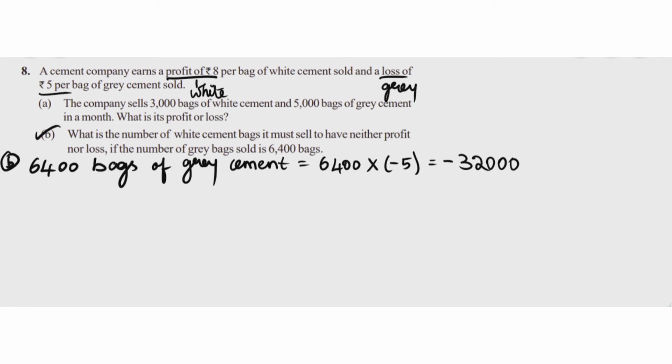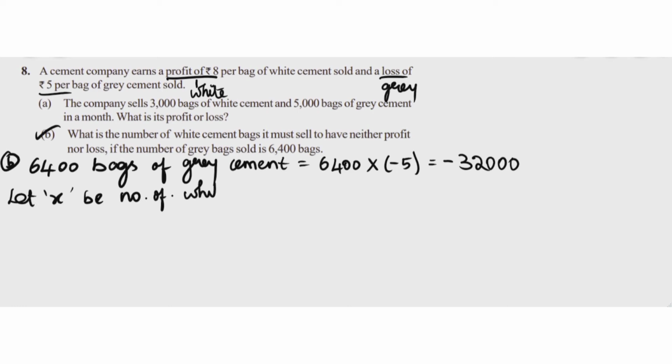Okay, I hope you got this. Now we can do the remaining question. They are asking how many white bags are sold. So we have to find how many white bags are sold. I am taking white bags sold as X. Let X be the number of white bags sold.